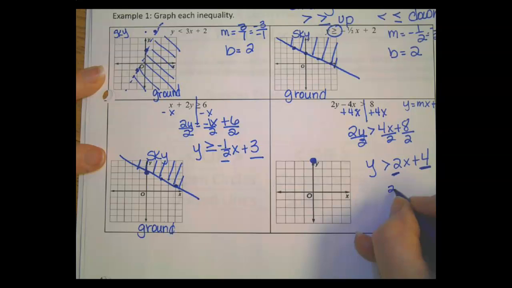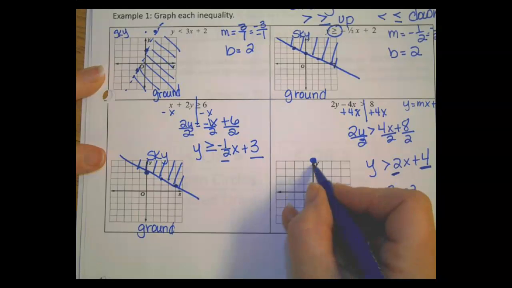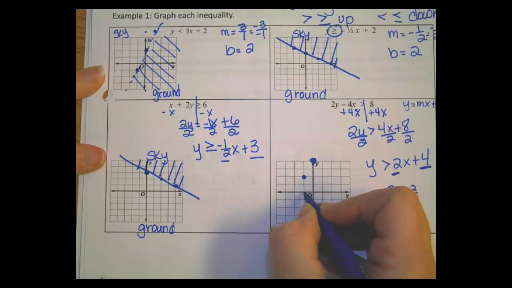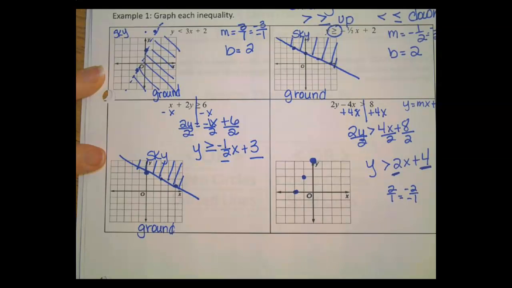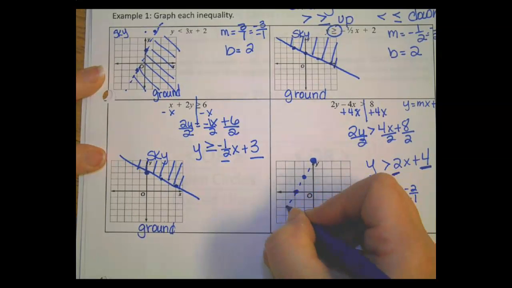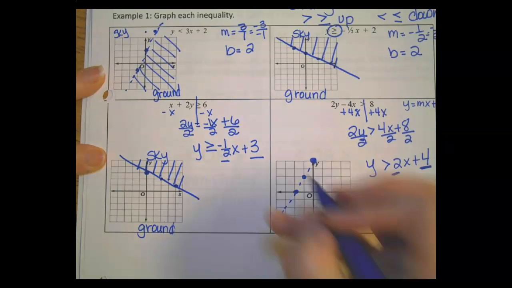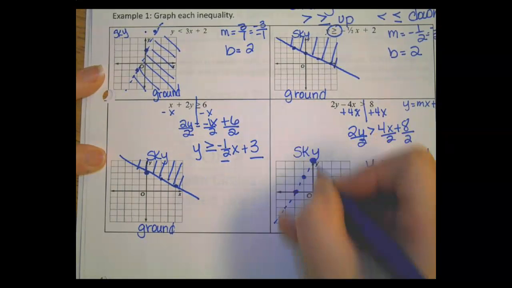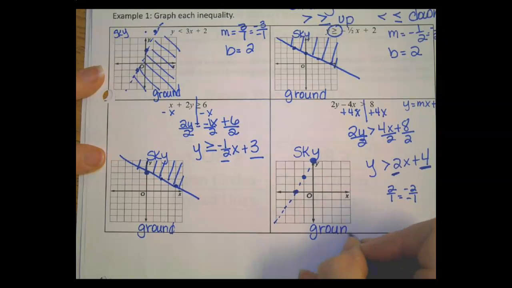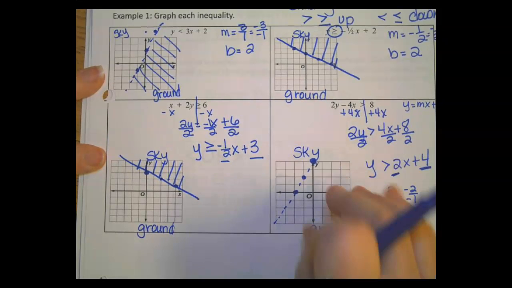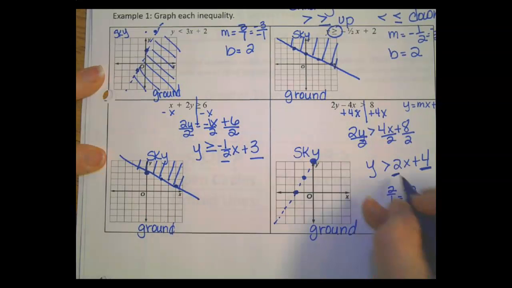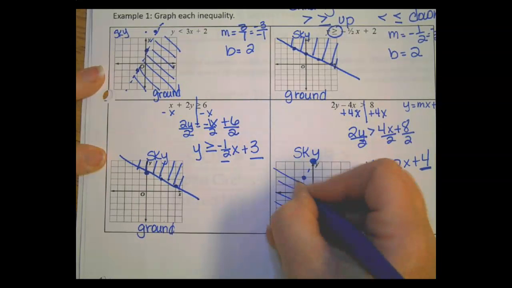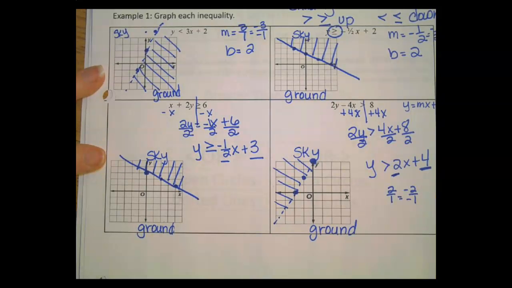So this is 2 over 1, again, is equal to a negative. So I could go down 2 over 1, down 2 over 1. This time it's a dotted line, so we'll put dots. Again, this is my sky. This is the ground. Okay. This is more towards the ground, so your sky, greater than, is going to be here.